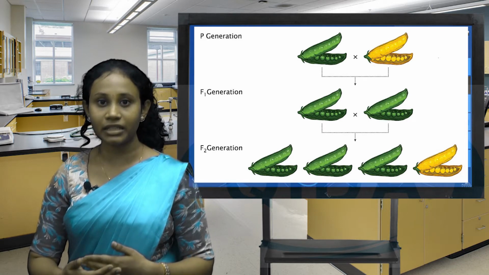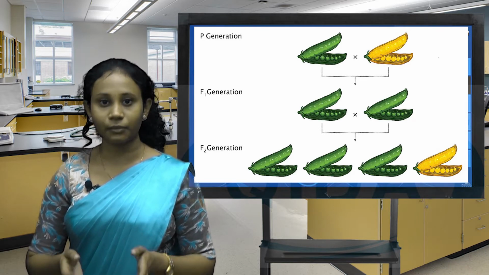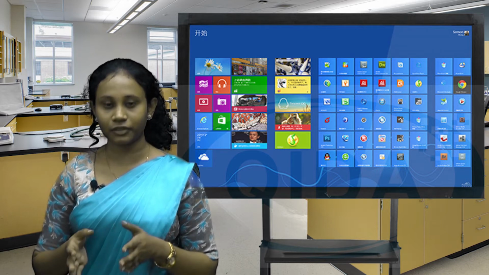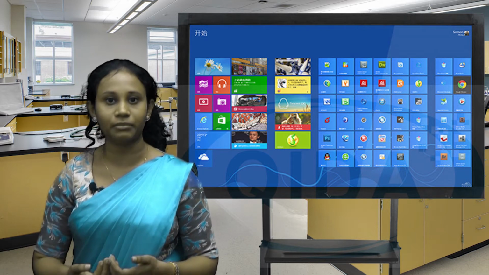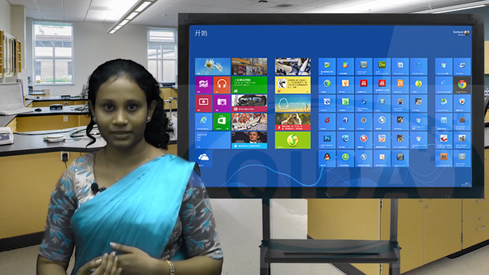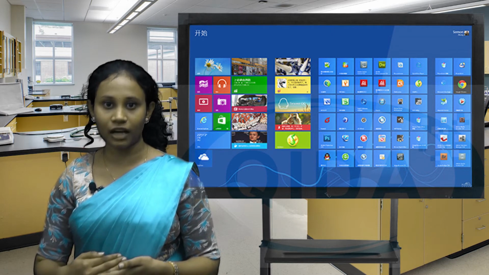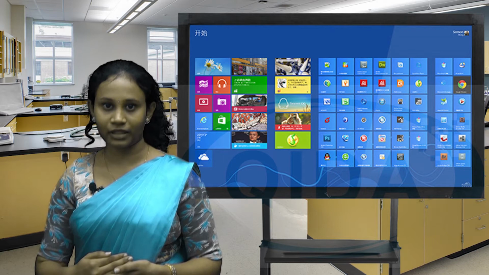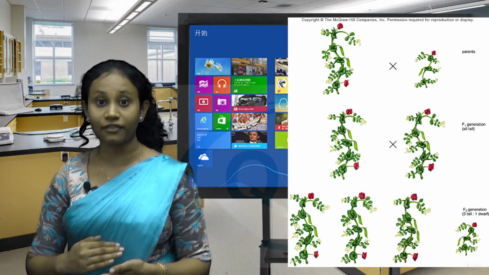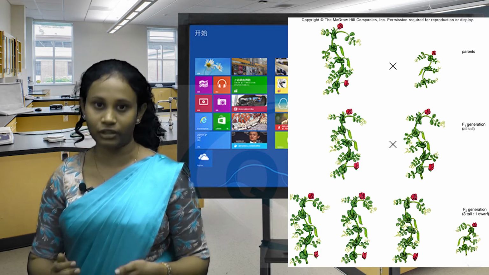So what Gregor Mendel did was he selected one characteristic and he crossed those characteristics. For example, he selected some tall plants and he crossed them with short plants. Then he observed the results. These offspring are called the F1 generation. And he observed all the F1 generation are having only one characteristic. In this case, they all are tall.